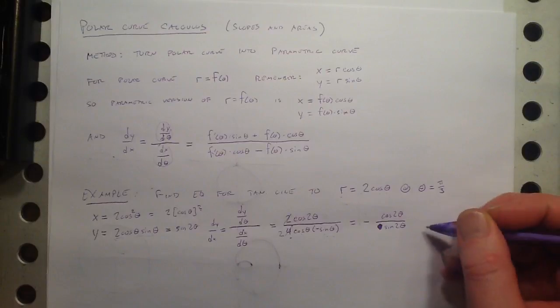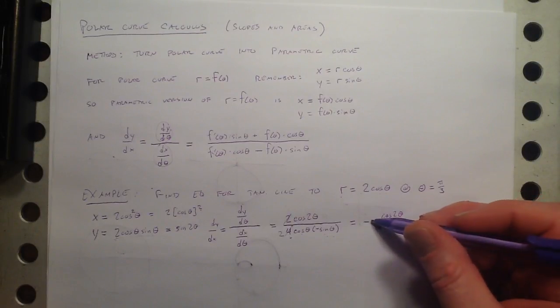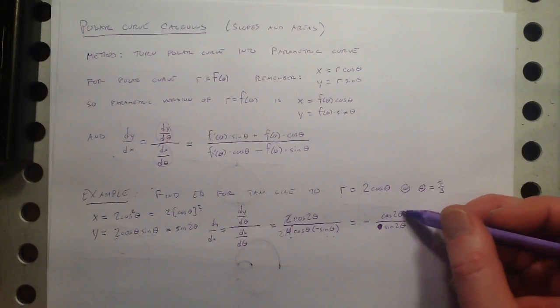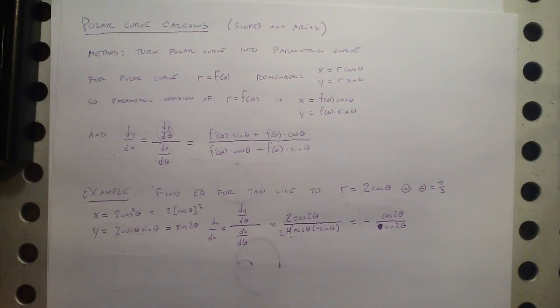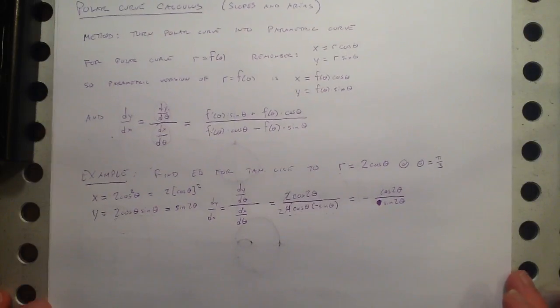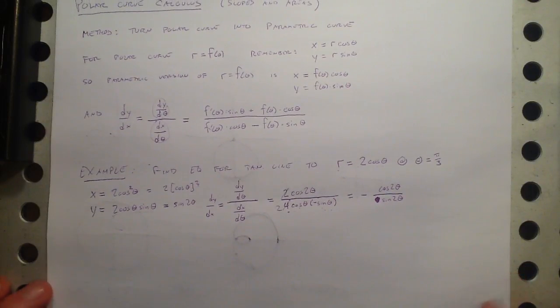And you could also, if you wanted to, say that that's negative cotangent, right? Cosine over sine of 2 theta, but I don't think that's really going to help us evaluate it, so I'm going to leave it like that. Okay, so now I need a point and I need a slope.